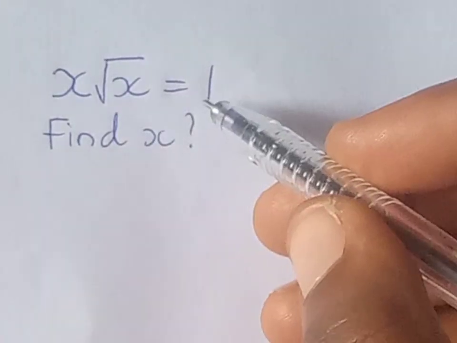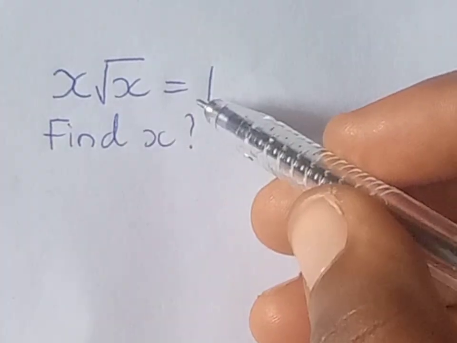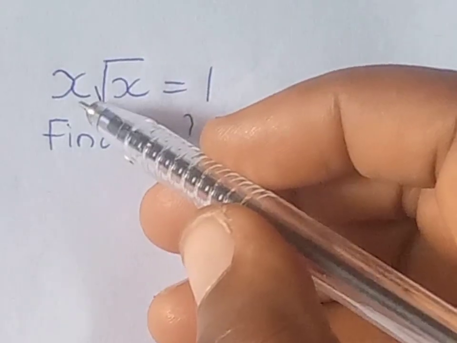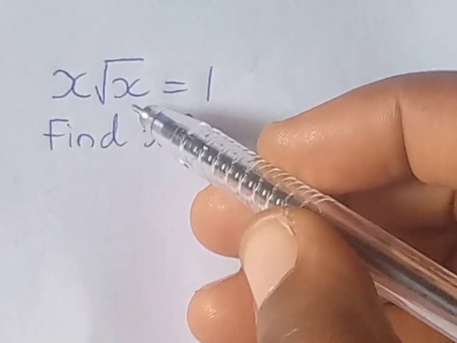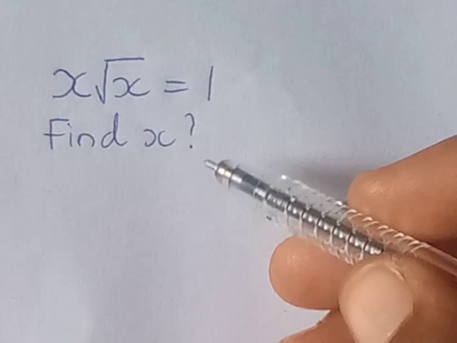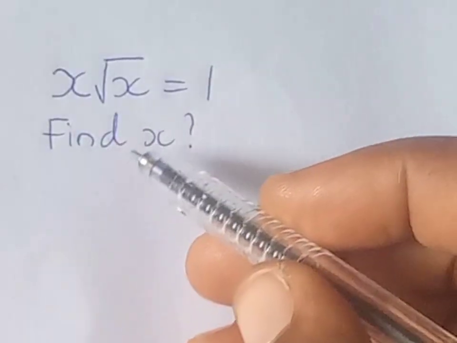Today's equation looks incredibly simple, but it has actually tripped a lot of people. Now, how do we solve for x when x is both outside the square root and inside the square root? In this video, I'm going to be showing you two quick ways in order to solve for x in this equation.